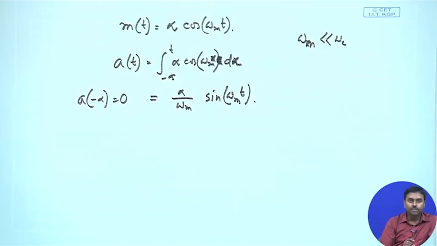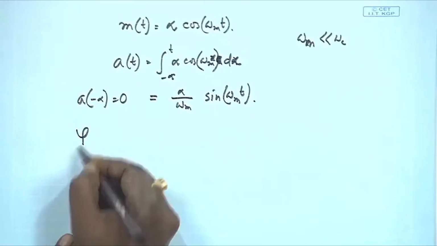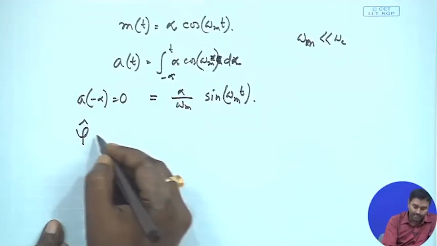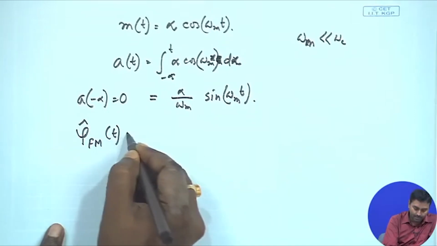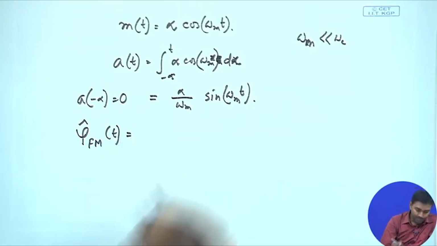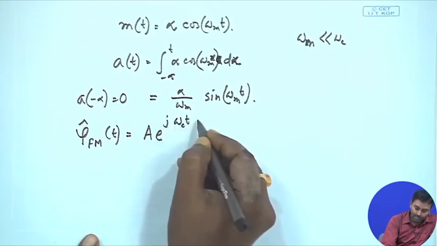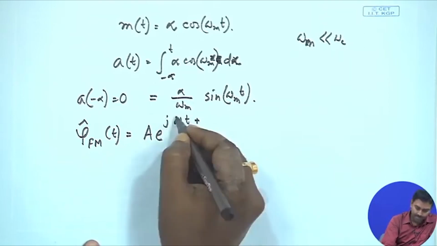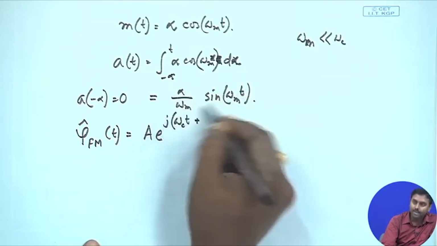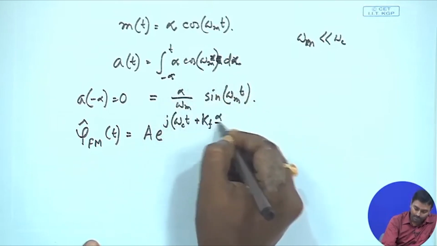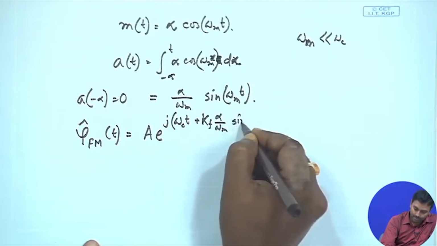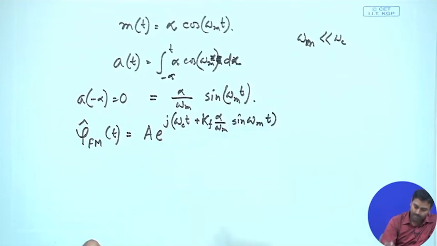So, now I wish to evaluate the bandwidth of it. So, what I will do, I will first go to the actual FM signal. So, let us do that the way I have done, that psi hat FM t. Let us try to evaluate this part. So, this is actually A e to the power j omega c t, plus kf into this a(t), so kf into alpha divided by omega m sine omega m t, right. I can write it this way.